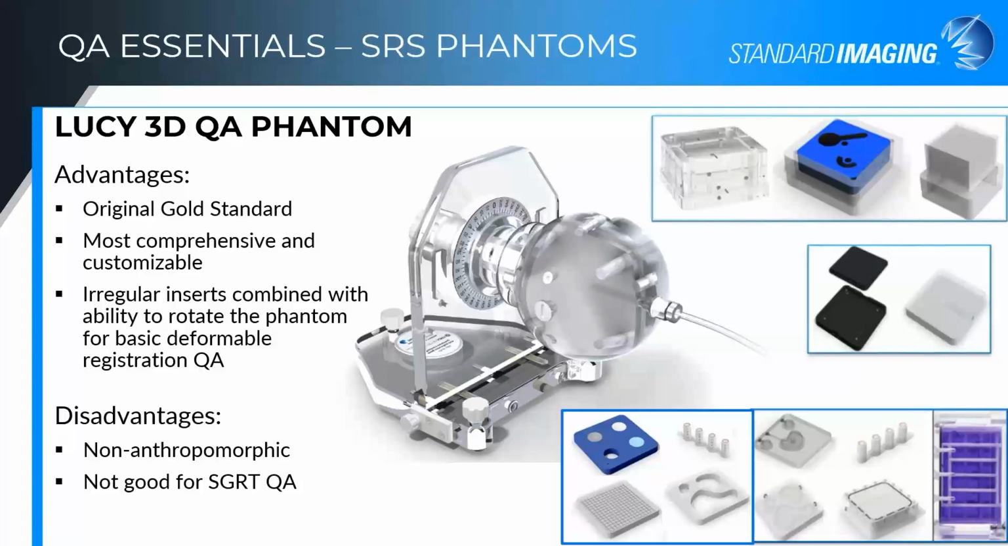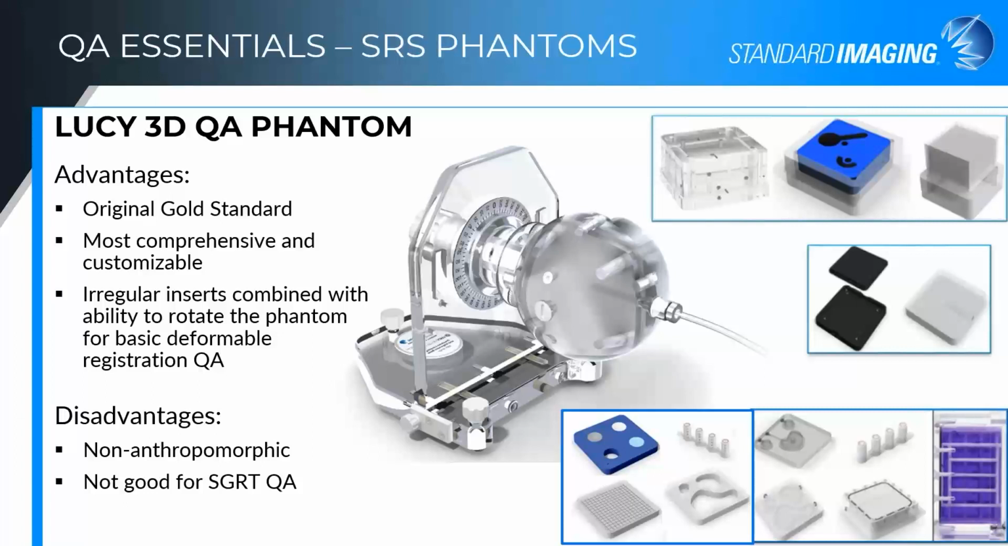So I do want to point out what may be considered disadvantages. It again depends on your priorities. It's obviously not anthropomorphic, right? But again, you have those target and avoidance structure shapes that you can use. Again, we have a CT density, so you can spot check your CT densities. That's really good. And speaking of SGRT, Lucy is translucent and it is shiny, which are diametrically opposed to SGRT systems. So it is not a good one if you're trying to do any SGRT QA.